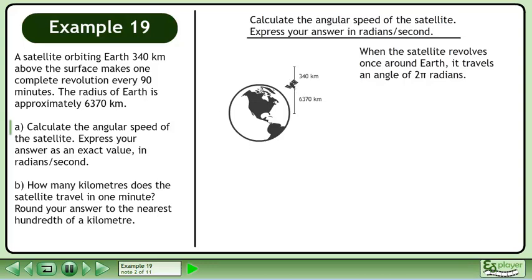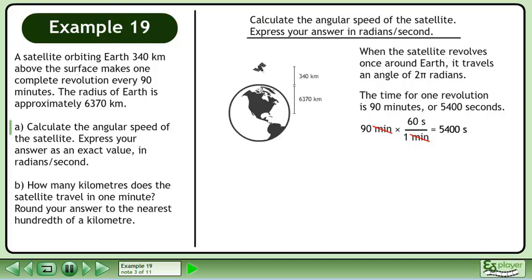When the satellite revolves once around Earth, it travels an angle of 2 pi radians. The time for one revolution is 90 minutes, or 5,400 seconds. We get this by multiplying 90 minutes by 60 seconds per minute.